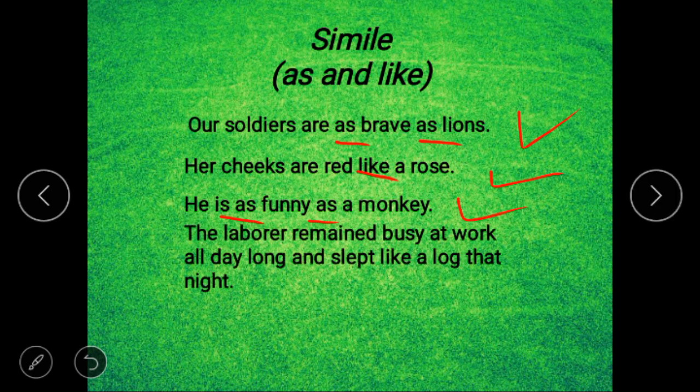The laborer remained busy at work all day long and slept like a log that night. Here again we are using like, which means we are comparing the laborer to a log, and this shows that it's simile because like is used.